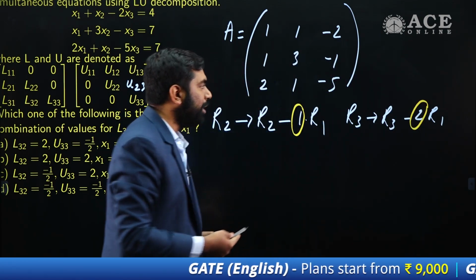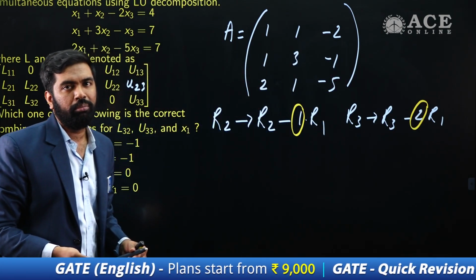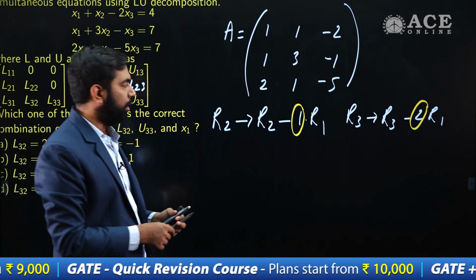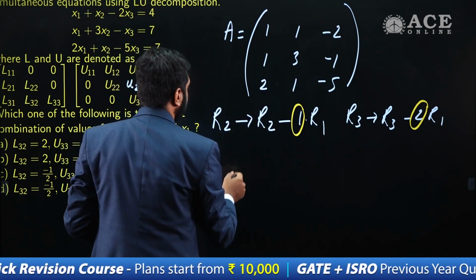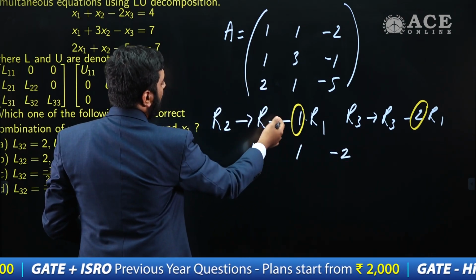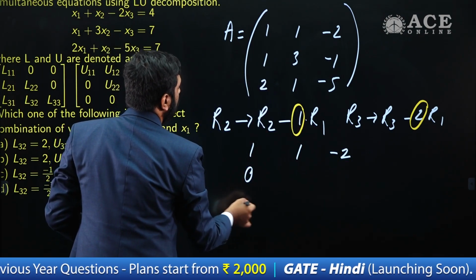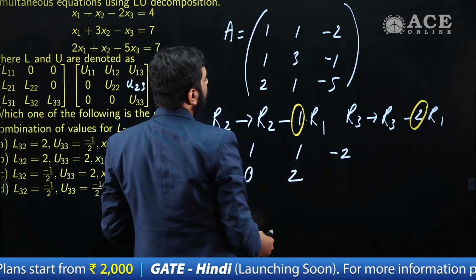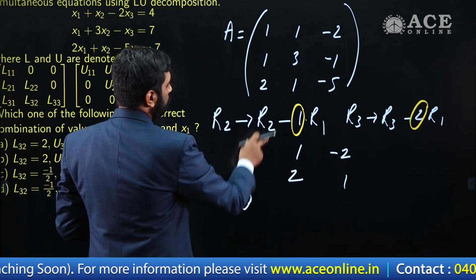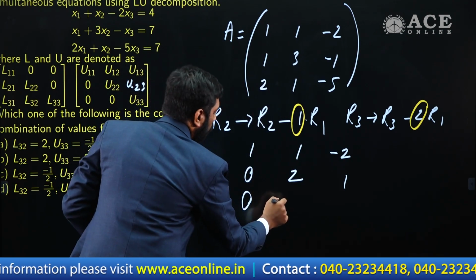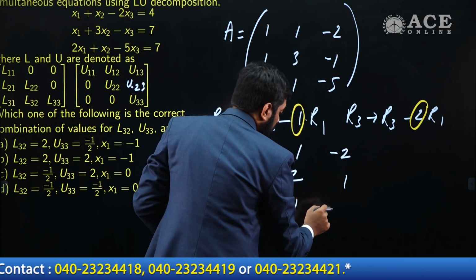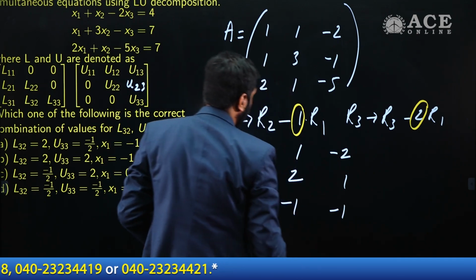So the highlighted elements play the crucial role because they are now the elements in the matrix L, which is a lower triangular matrix. Let's see what's happening here next. Row 1 is retained: 1, 1, minus 2. It's like R2 is R2 minus R1, right? So it's 0 here, 3 minus 1 is 2, minus 1 plus 2 is 1, and then 2 minus 2 is 0, 1 minus 2 is minus 1, then minus 5 plus 4 is minus 1, okay.